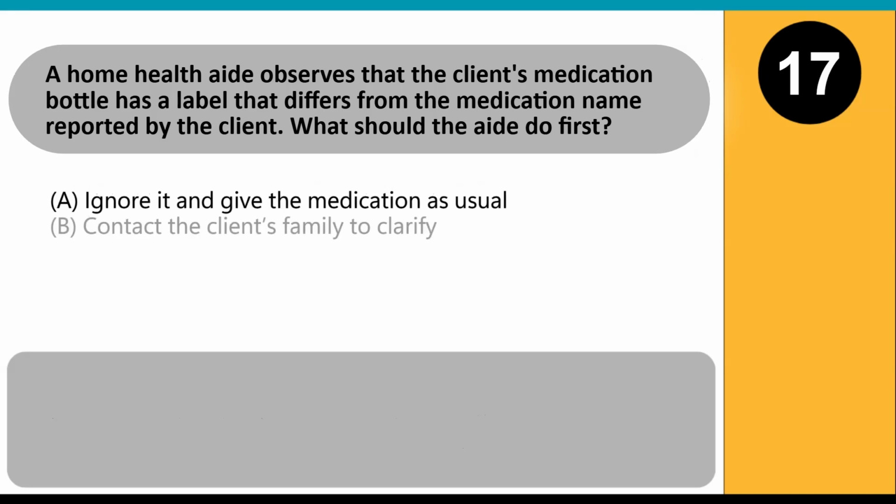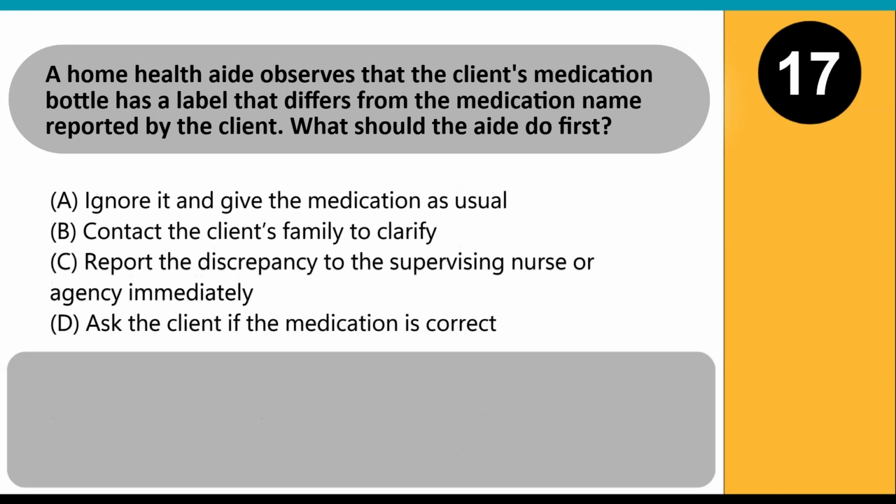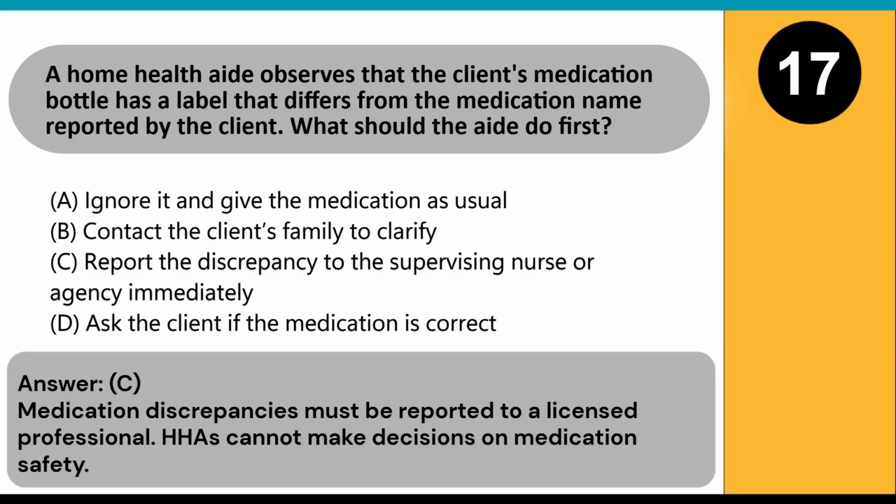A home health aide observes that the client's medication bottle has a label that differs from the medication name reported by the client. What should the aide do first? A. Ignore it and give the medication as usual. B. Contact the client's family to clarify. C. Report the discrepancy to the supervising nurse or agency immediately. D. Ask the client if the medication is correct. Answer: C. Medication discrepancies must be reported to a licensed professional. HHAs cannot make decisions on medication safety.